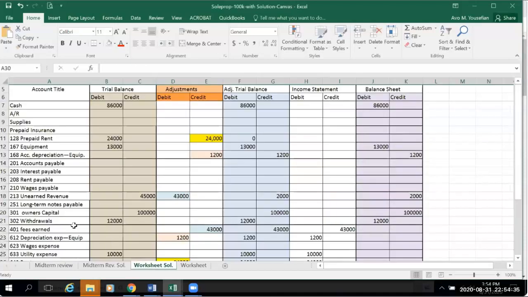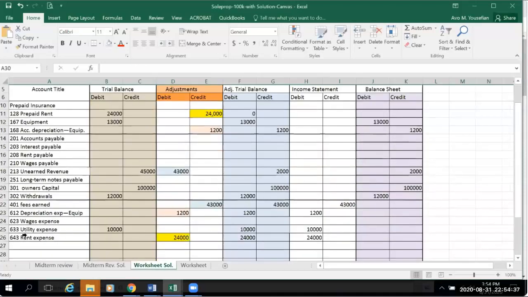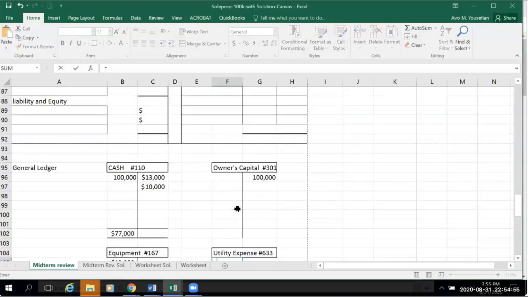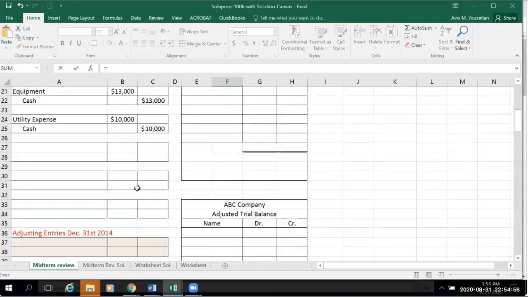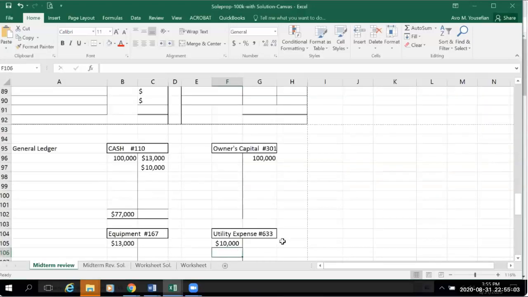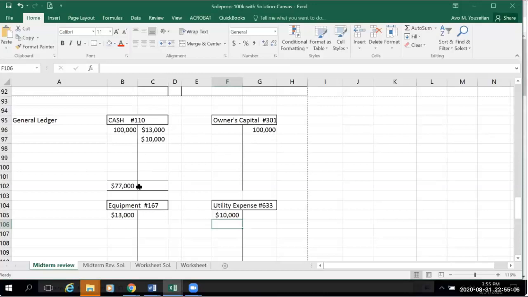So let's look at the worksheet. I mean 6. 5 is for cost of goods sold. 633. There you go. And that's a debit. Then click on the box which says 10,000. Enter. And as you see, now my cash is updated. How much cash do I have? $77,000. And how much utility expense do I have?